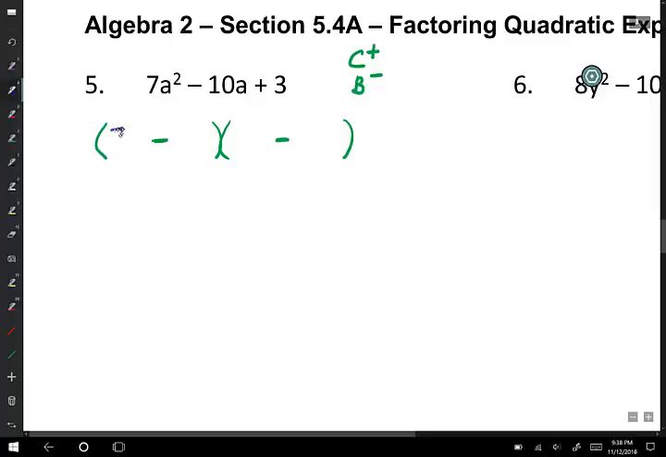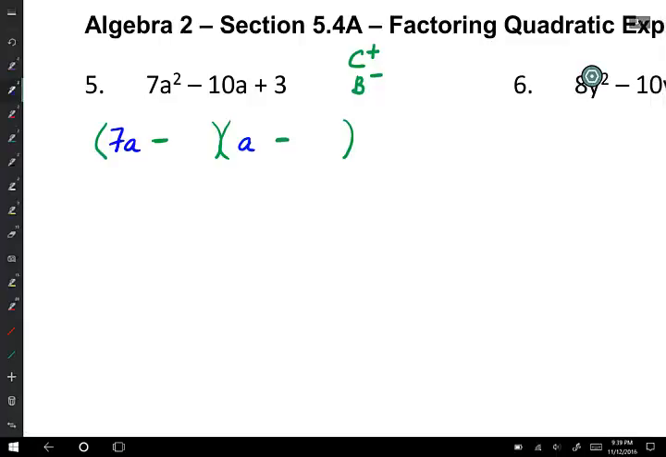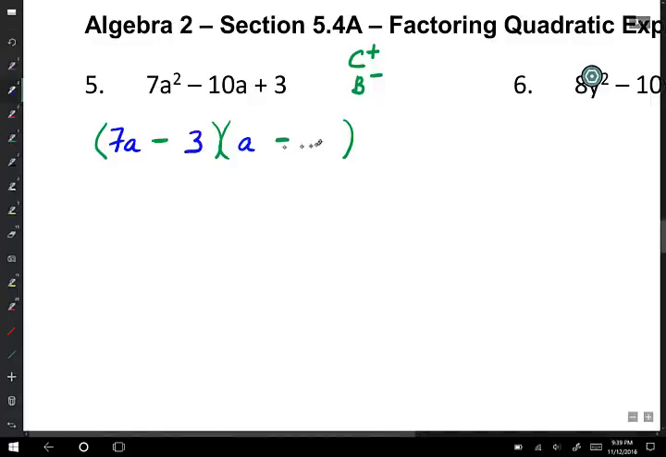All right, let's fill in the rest of what we know. 7a squared. The only things that multiply to 7a squared are 7a and 1a. The only things that multiply to 3 are either 1 and 3 or 3 and 1. Just for the heck of it, I'm going to put in 3 and 1. Let's see if that works.